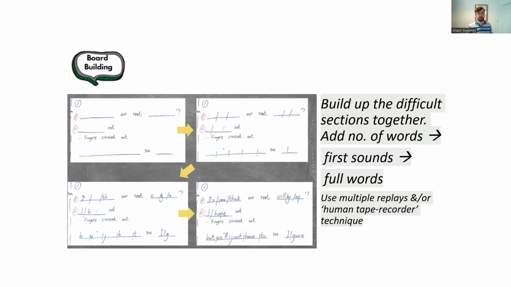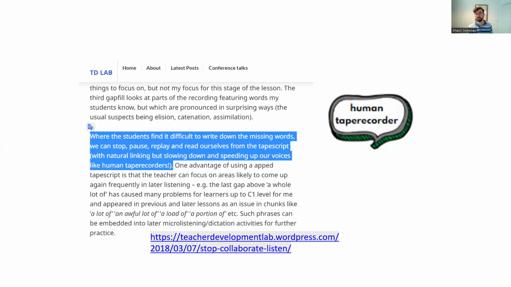"Do you think?" It's very often "do you think?" And there might be some other follow-up phonological activities you can do working on that coalescence. Okay, so that's decoding gap fills, board building, human tape recorder.